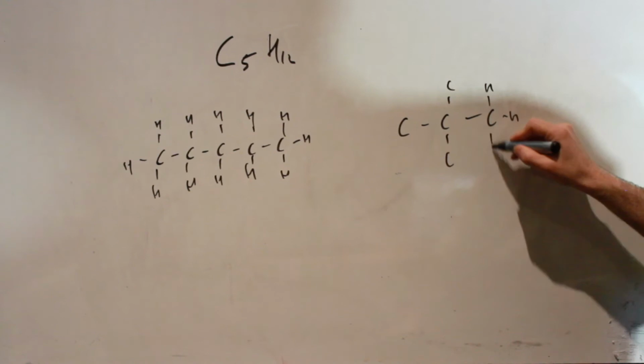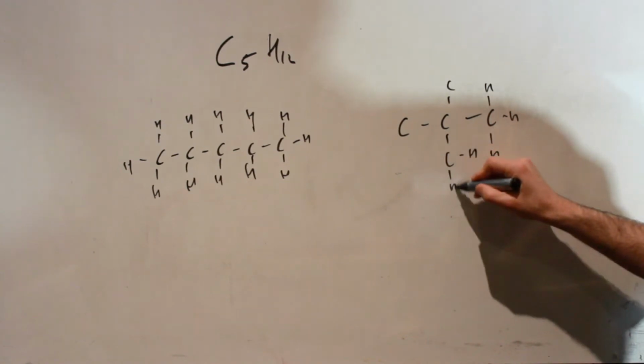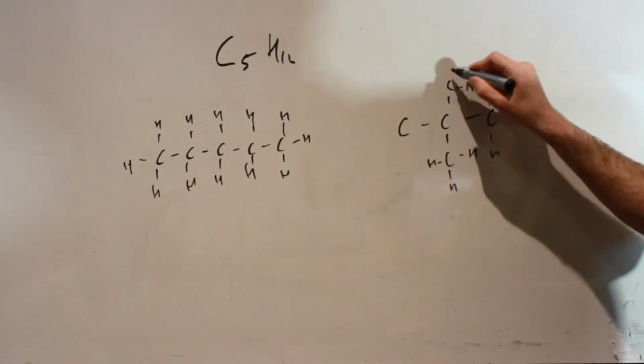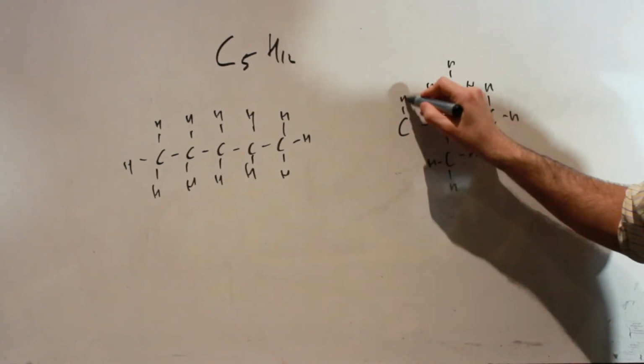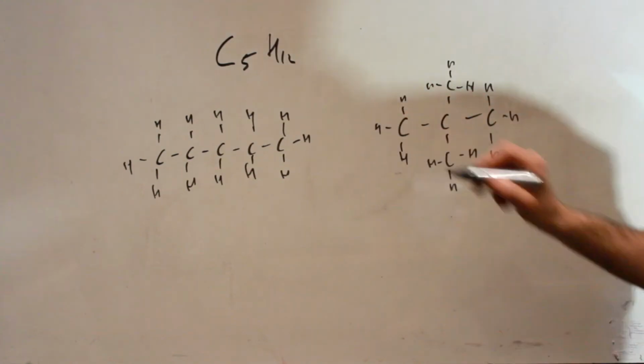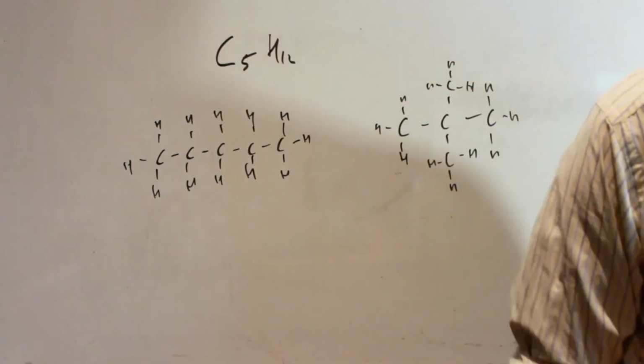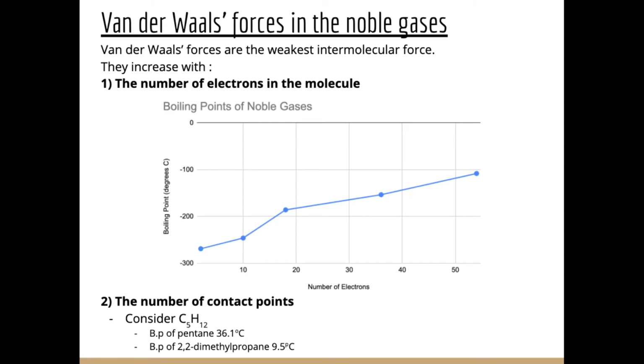So it's still C5H12, it's just a slightly different arrangement of the atoms relative to one another. So if we look at the relative boiling points of these two molecules, pentane has a boiling point of 36.1 degrees, whereas 2,2-dimethylpropane has a boiling point of 9.5 degrees. And we can rationalize that based on what are called contact points.